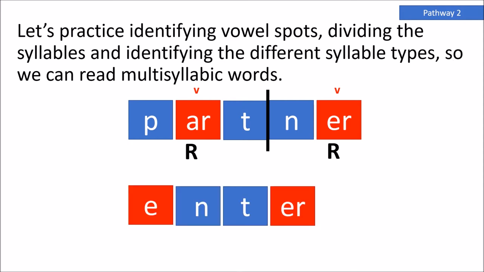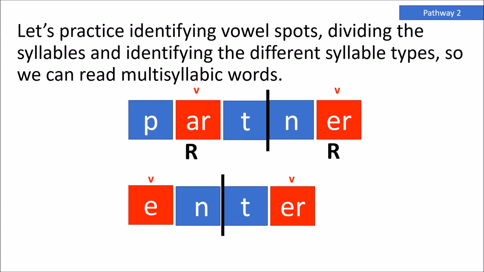In this next word, I can see that once again there are two vowel spots. I see the E at the beginning and the R-controlled vowel ER at the end. Therefore, this word has two syllables. Next, I will look at the letters between these two vowel spots to determine where to split the syllables. Once again, this word has two consonants in the middle of this multisyllabic word. And so we divide the syllables between those two consonants, N and T.